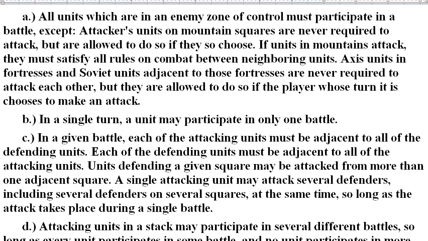If you have a stack, you can arrange things so that if we have a defender stack or an attacker stack, some of the units in a stack are in one battle, and some of the units in a stack are in a different battle, so long as every unit that is adjoining enemy units, except for the fortress and mountain rules, is in some battle.